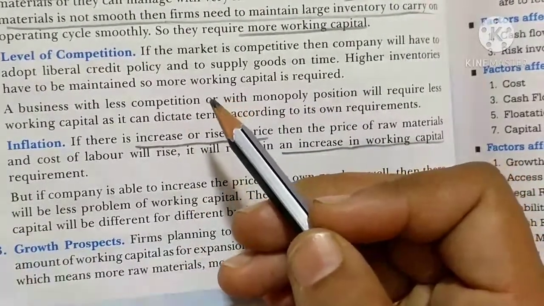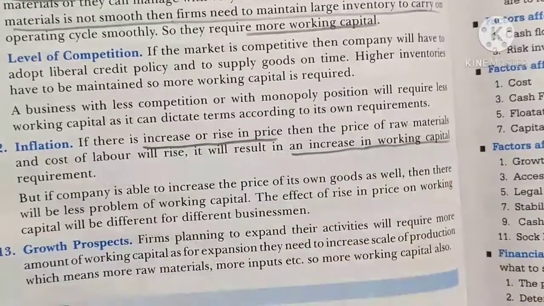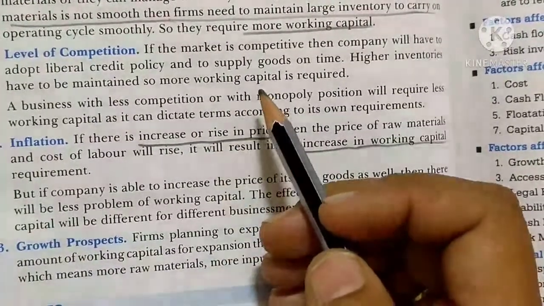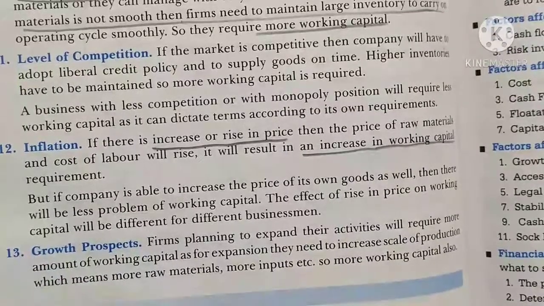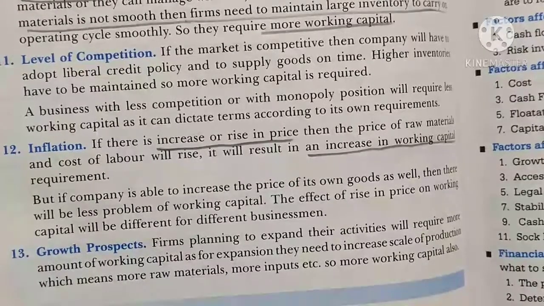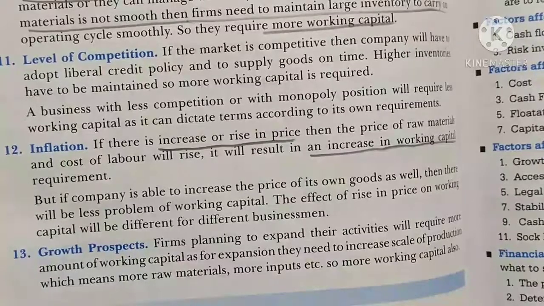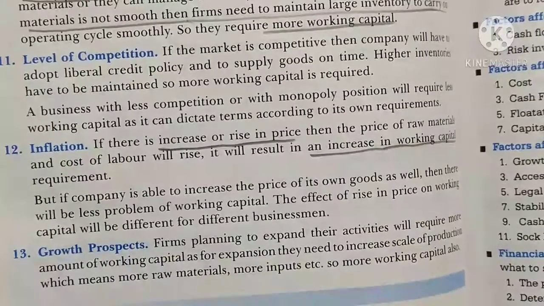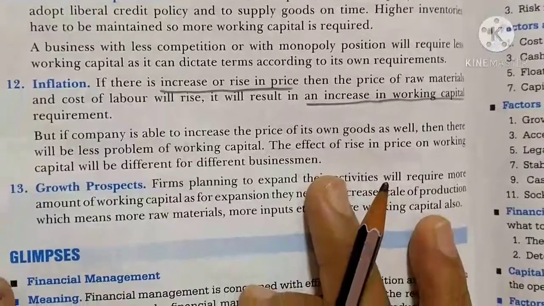Level of competition. If the competition in the market is very high, then we need more working capital, because we need to compete with our competitors. We need more inventories, we need to supply goods on time, and we need more variety of goods. So at that time we need more working capital. But if there is no competition in the market, we are in the condition of monopoly, then we need less working capital.